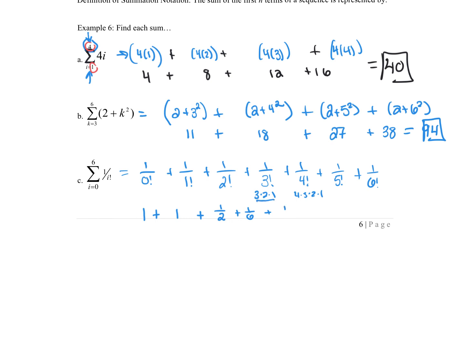We just multiply by 4, so 1 over 24 plus, same idea, this is 5 times 4 times 3 times 2 times 1. So we're going to do 24 times 5. 1 over 120. Plus, this is 6 times 5 times 4 times 3 times 2 times 1. So it's 120 times 6, which is 1 over 720. So this comes out to be 2.718.